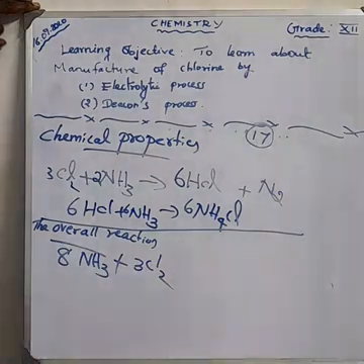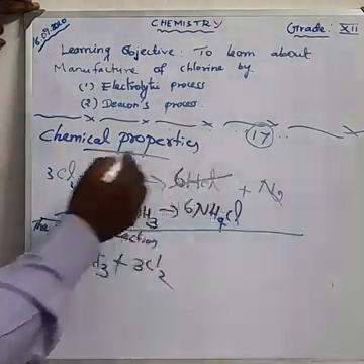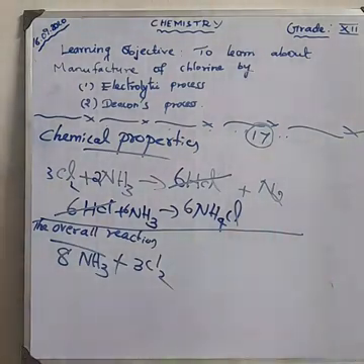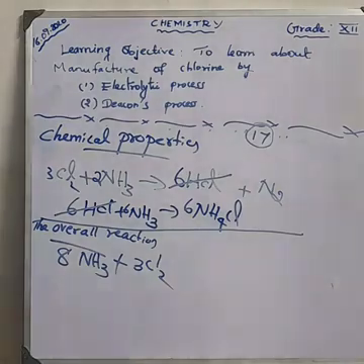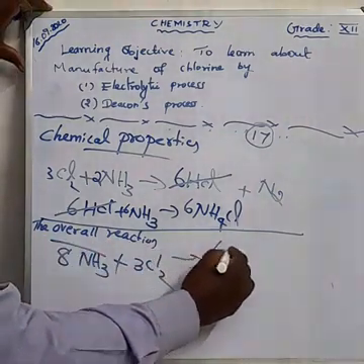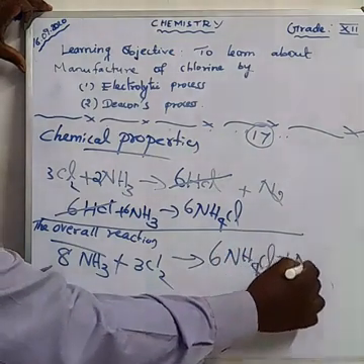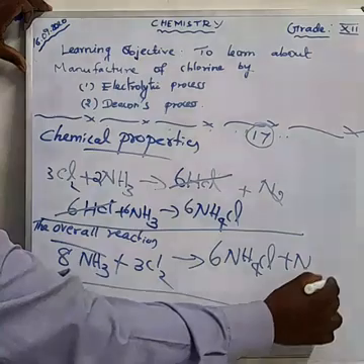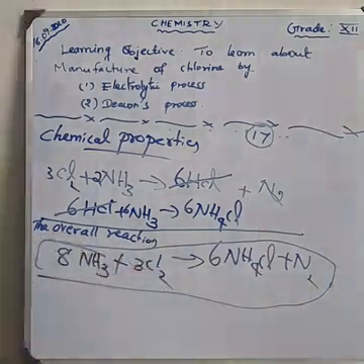We can cancel 6 HCl and 6 HCl, we can cross it. So what is the remaining answer? It gives 6 moles of ammonium chloride plus N2. This is the overall reaction.